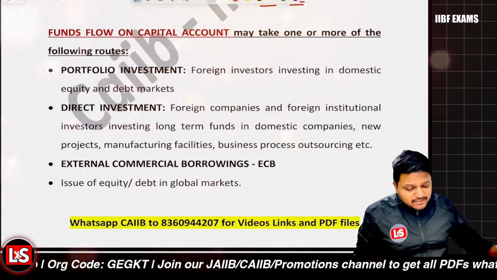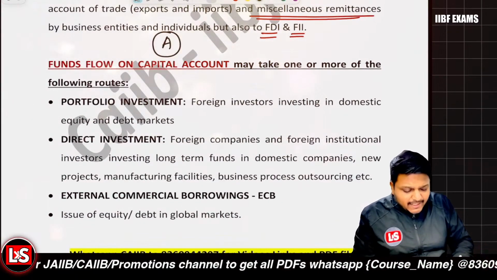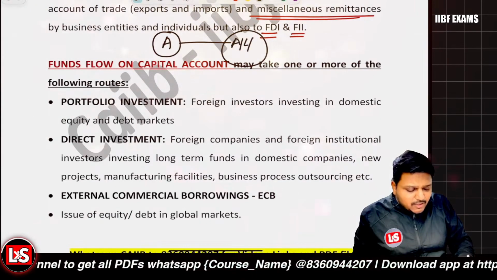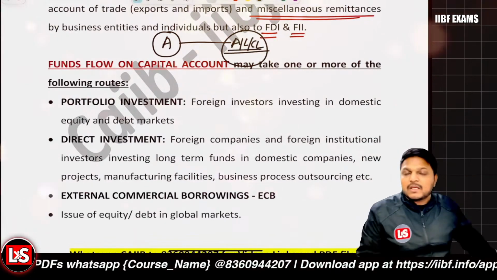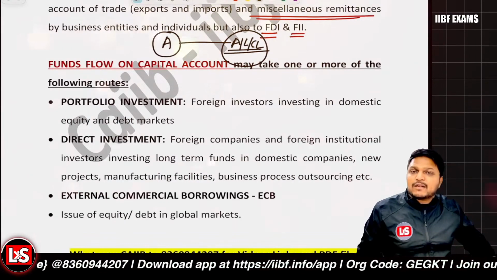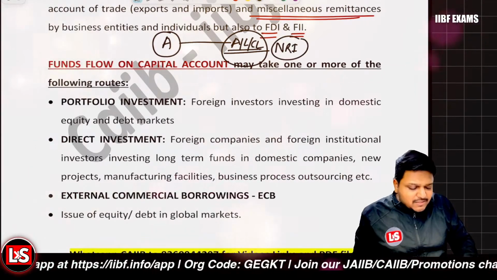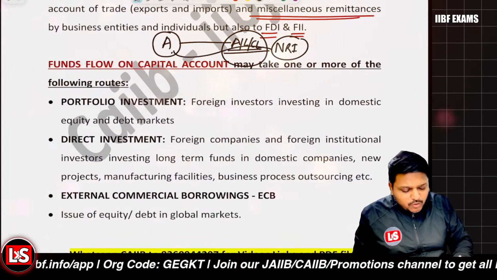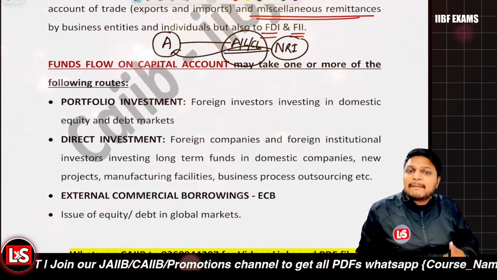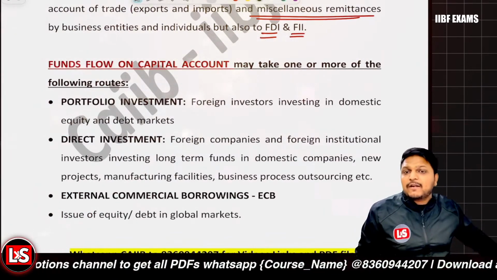Let me first tell you about the capital account transaction. Let's say you are residing in India and you do a transaction which alters your asset, liability or contingent liability in another country. That is a capital account transaction. Let's say if you have taken an ECB from another country, it would be a capital account transaction. On the other hand, if an NRI in another country does a transaction in India that alters their asset, liability or contingent liability here in India, that will also be a capital account transaction. And that could be for different purposes through different routes.